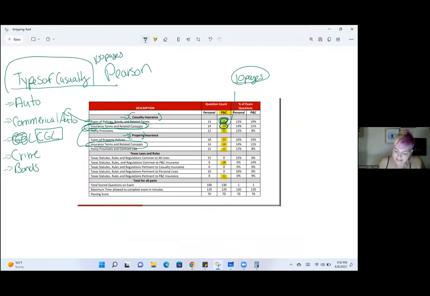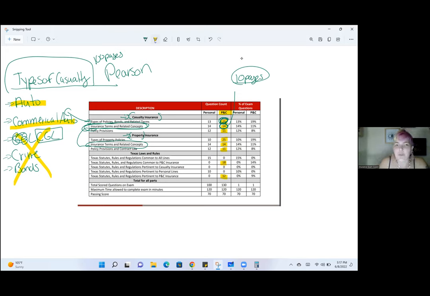Okay. So going back to this, when you are reading types of casualty policies, it represents 100 pages worth of study for only 25 questions. That's not very effective. Why would you study 100 pages for only 25 questions? I wouldn't encourage you to do that. What I would encourage you to do is focus on auto, commercial auto, and then ignore the rest. 100%. That's what I would recommend.